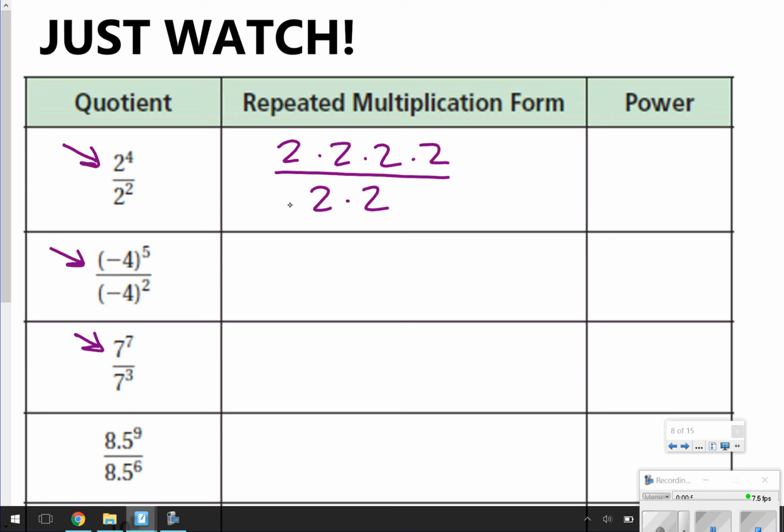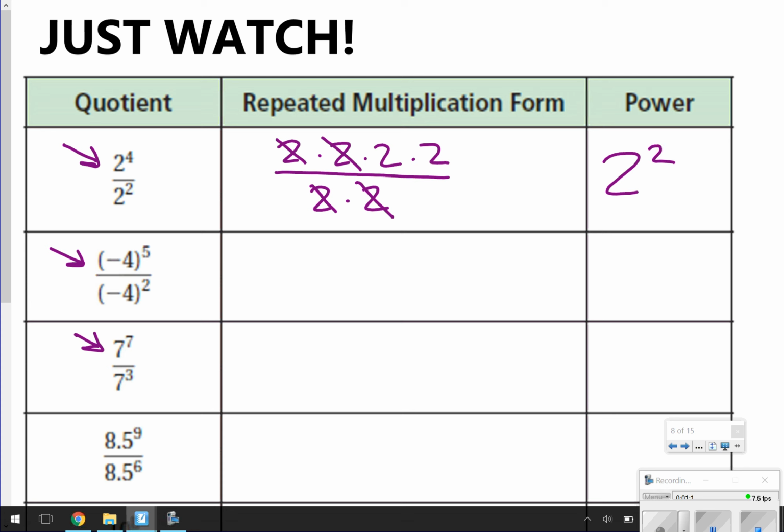Okay, so I have 4 2's and 2 2's. How I can write this as a simplified number, notice how if I have a 2 on the top, I can also cancel out with 1 on the bottom because 2 over 2 is equal to 1. I'm going to do that for these as well, so all I have left are 2 2's. That means 2 to the 4th over 2 to the 2nd is equal to 2 to the 2nd.